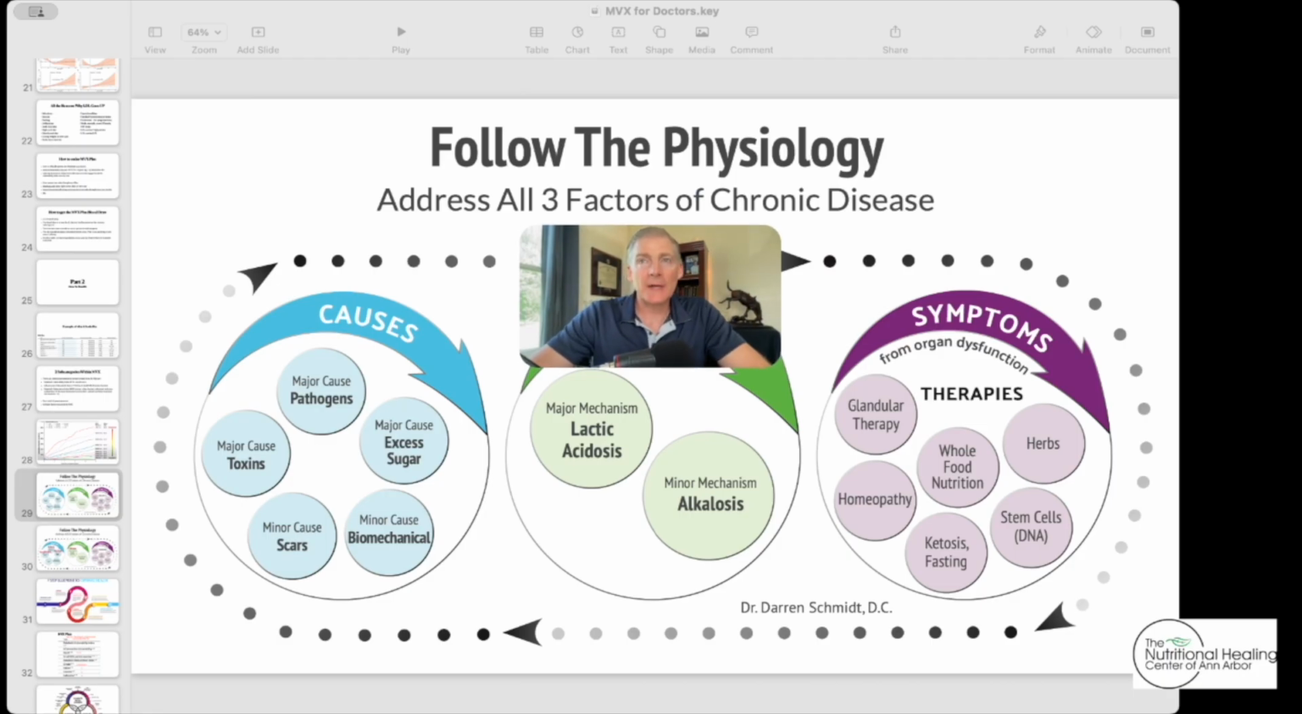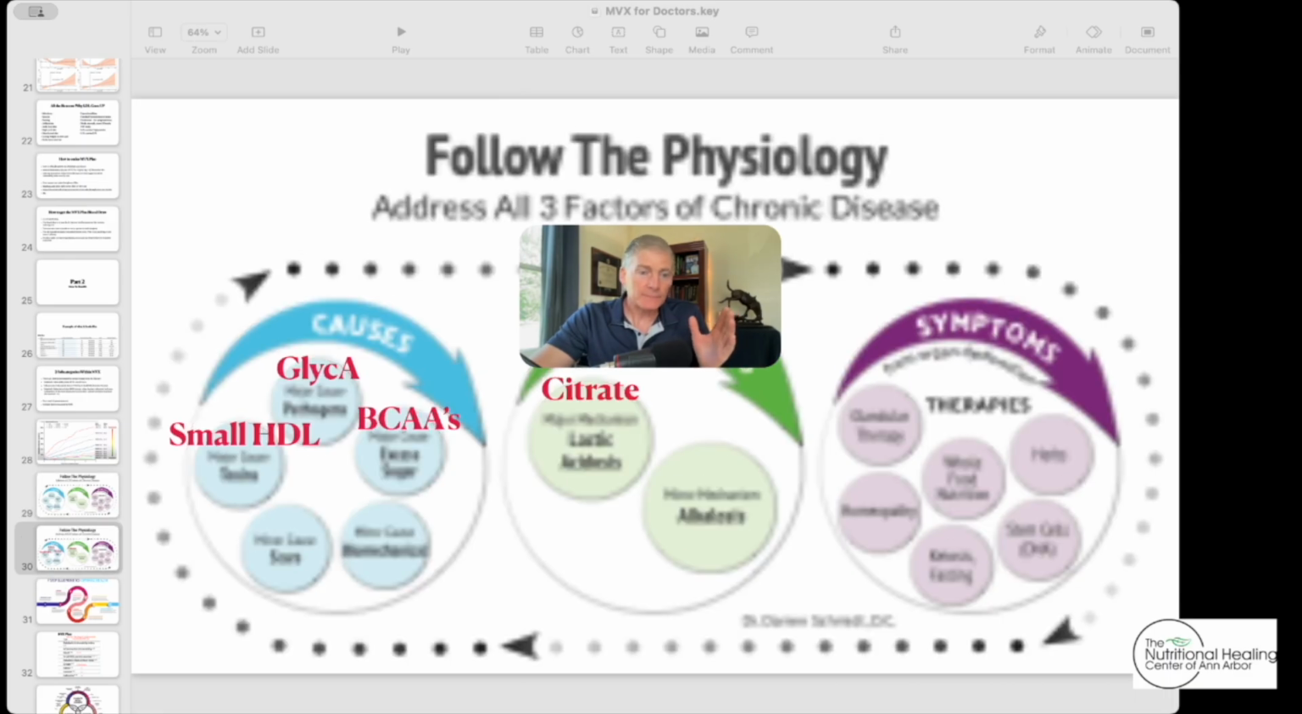So doctors will treat a patient based on things not related to physiology. They'll base it on lab tests that don't measure physiology. They base it on theory. They base it on some article they read or some video they saw. You've got to know the physiology of your body. So I made this graphic in 2016 or 2017, and then MVX came out.